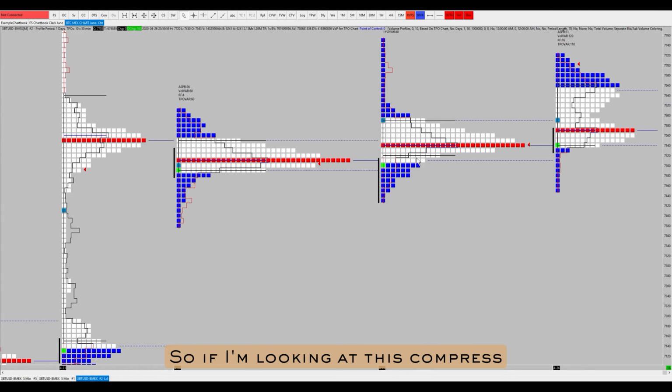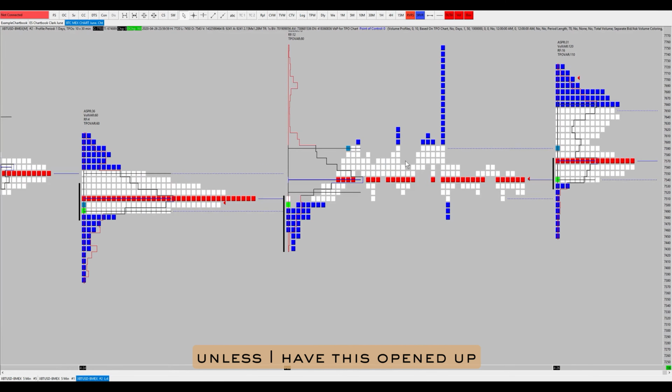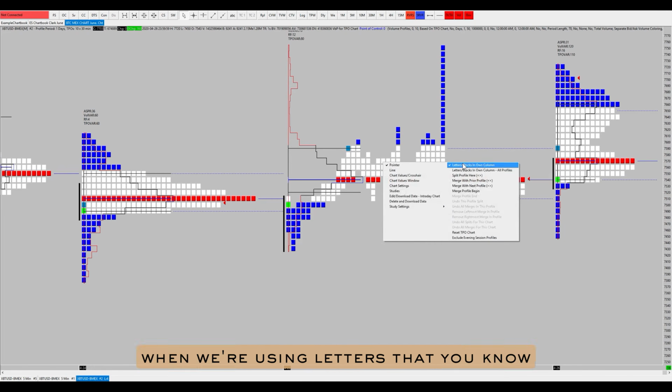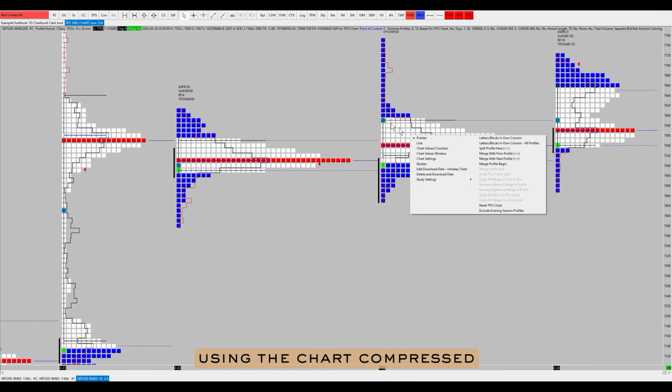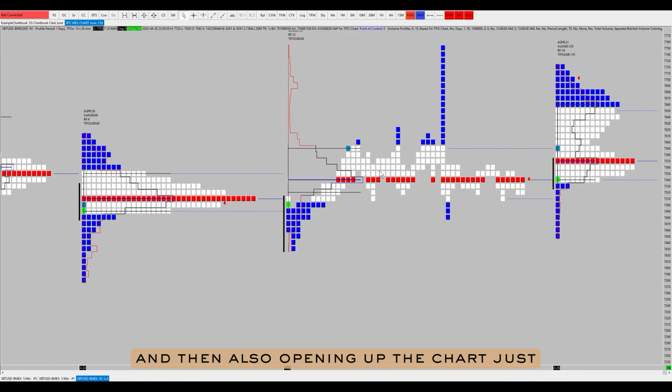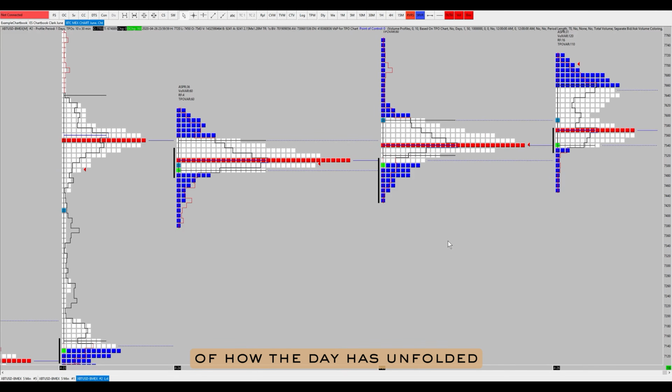So if I'm looking at this compressed right now, it's not really easy for me to tell where this period was in relation to this period unless I have this opened up. If I see that when we're using letters, this is B period over here and this is X period over here, I can begin to understand where these occurred with relation to each other without necessarily opening up this chart. So a lot of the times you're going to see that we're using the chart compressed and then also opening up the chart just to get an idea of how the day has unfolded.